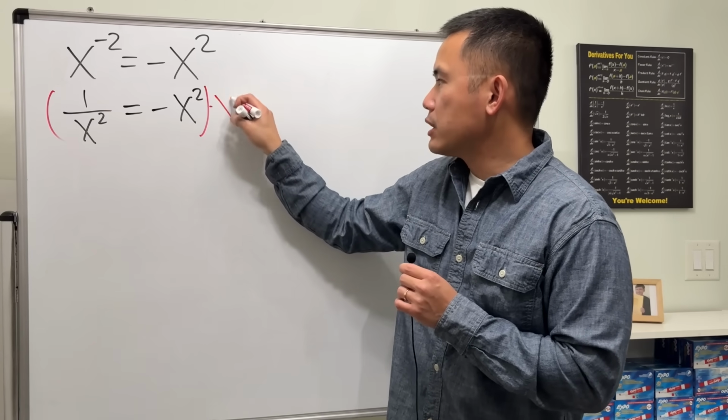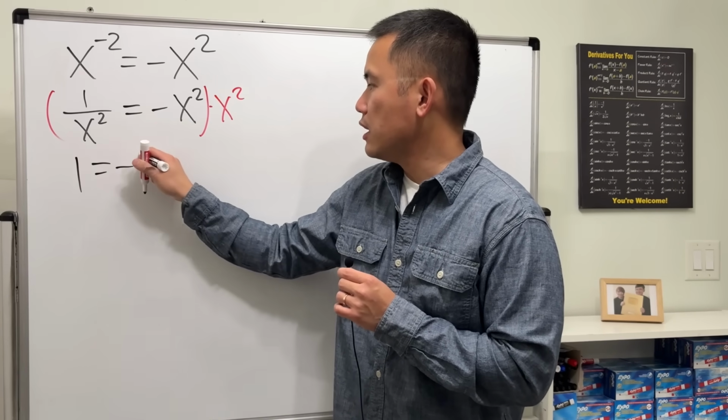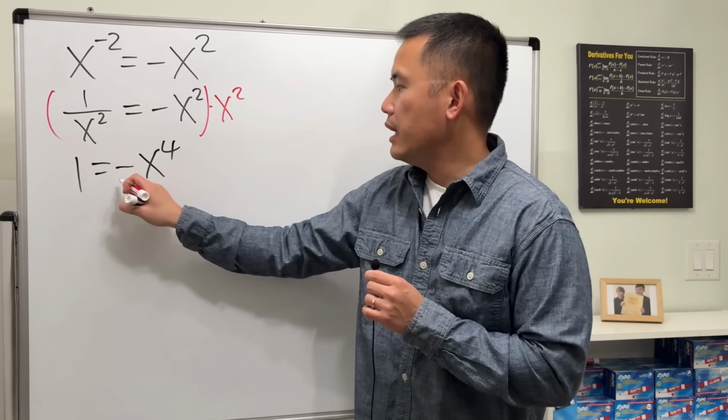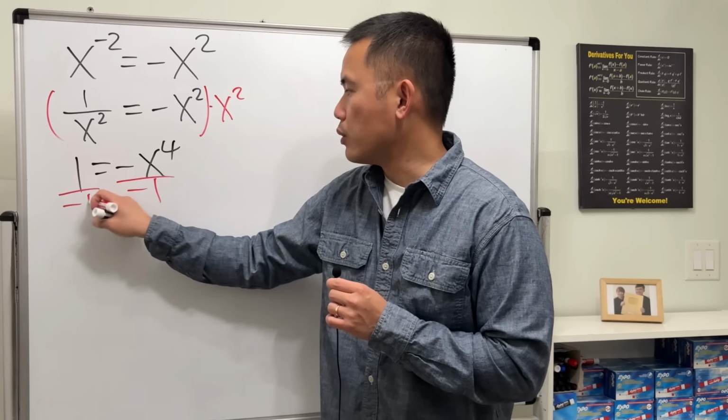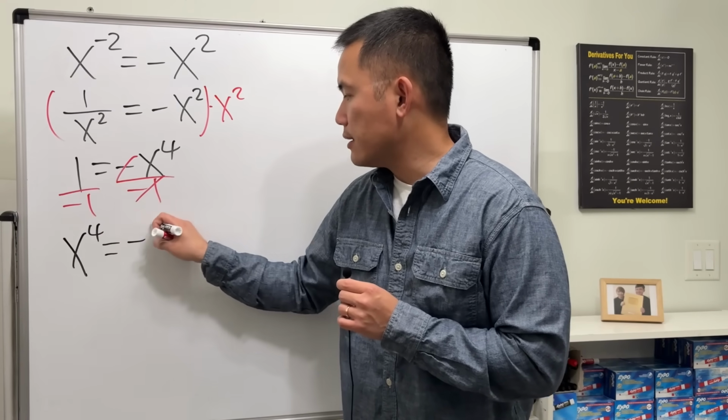And let's solve this equation. To do so, let's multiply by x squared. So we just get 1 equals negative x to the fourth power. And then perhaps divide negative 1 to both sides. So we get x to the fourth power equals negative 1.